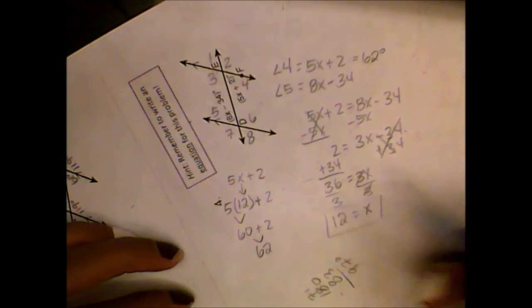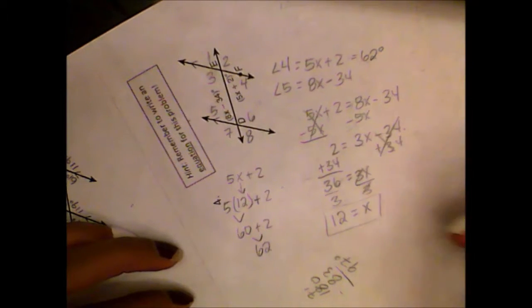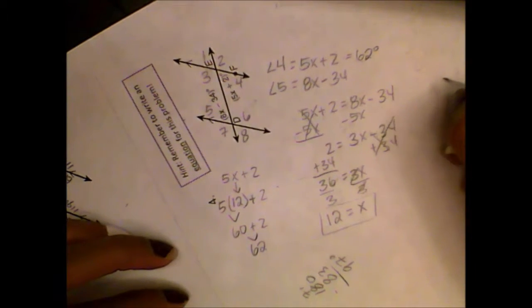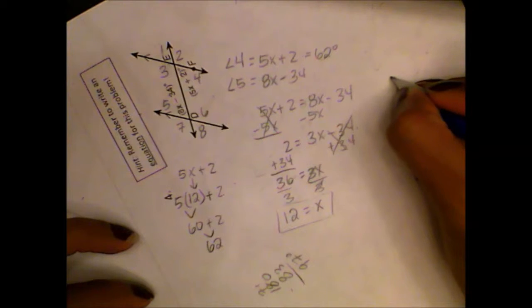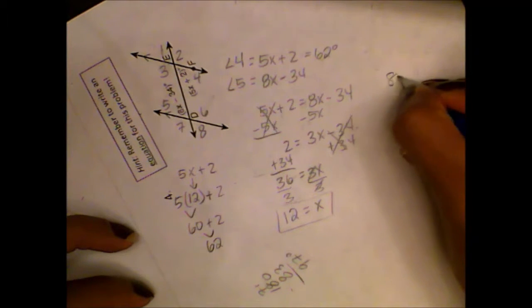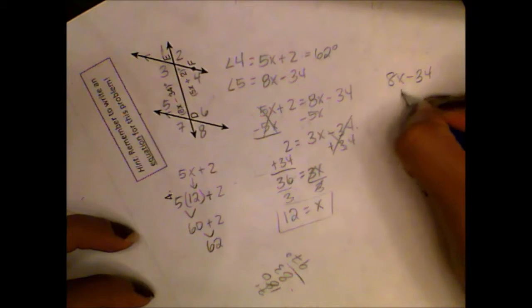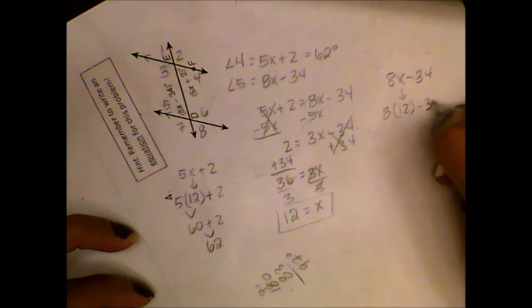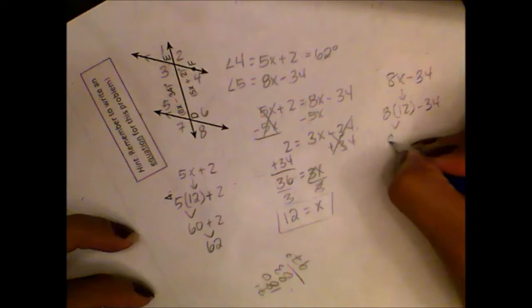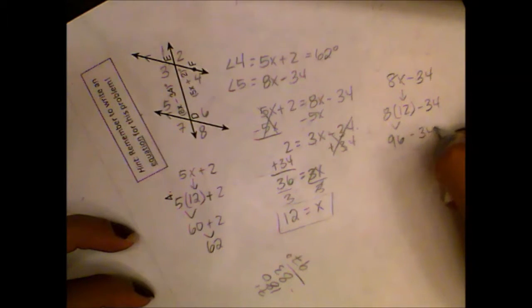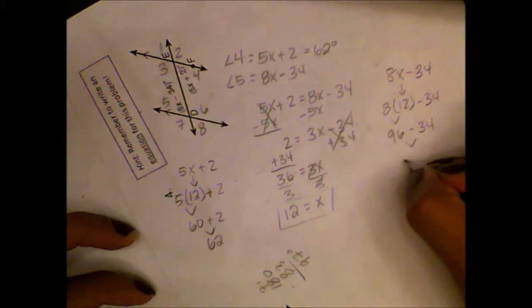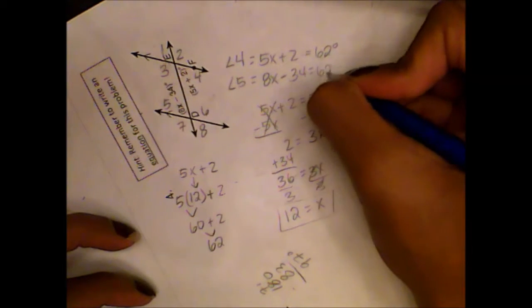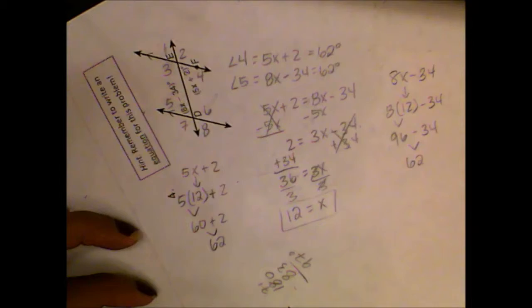Now if we did this correctly, we should also get 62 degrees for angle 5. So I'm going to plug in 12 for x. They told us angle 5 was 8x minus 34. Plug in my 12. 8 times 12 is 96, minus 34 is 62. Alright, which makes sense again because they're supposed to be equivalent to one another.